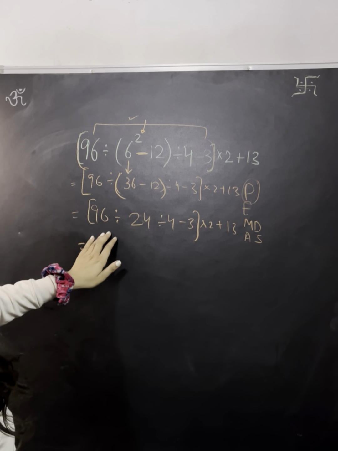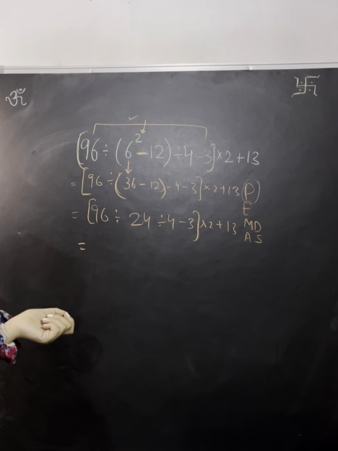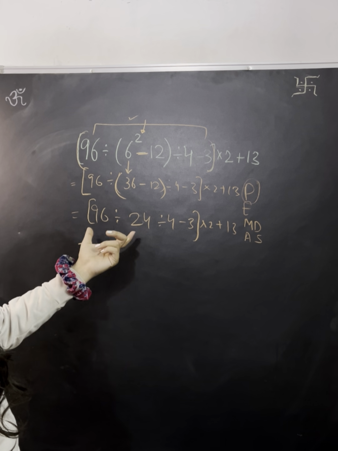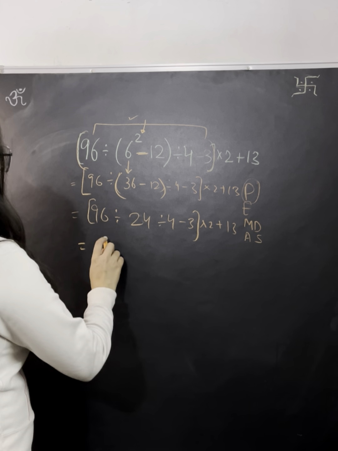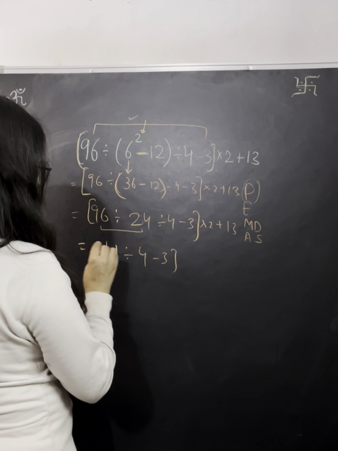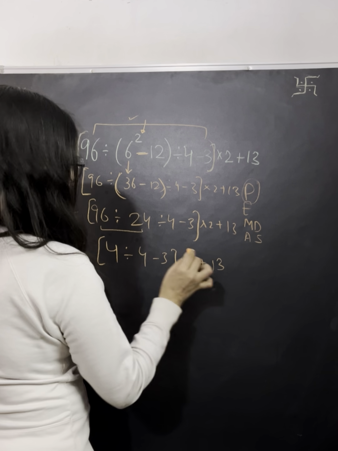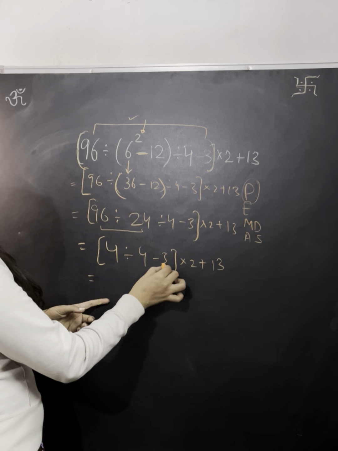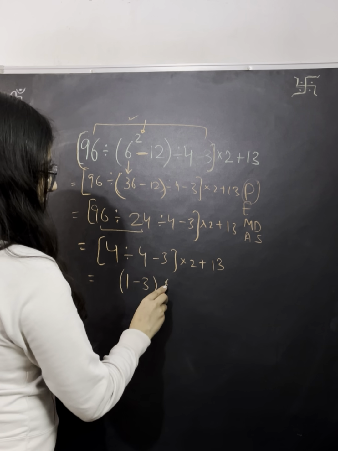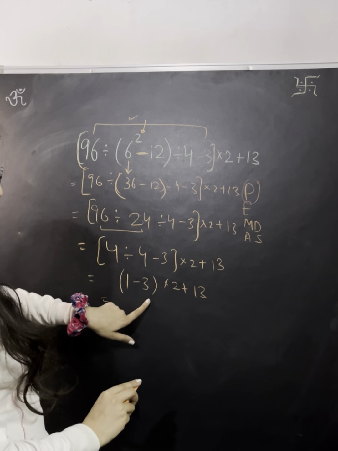Now, divisions have come together. How would you solve it? Always solve the first division first. Always. 96 divided by 24, what is the answer? 4. Divided by 4, I just solved this one first. Minus 3 times 2 plus 13 as it is. Now, 4 divided by 4 minus 3, because parenthesis should be solved first. So, 1 minus 3 multiplied by 2 plus 13. This would give you minus 2.